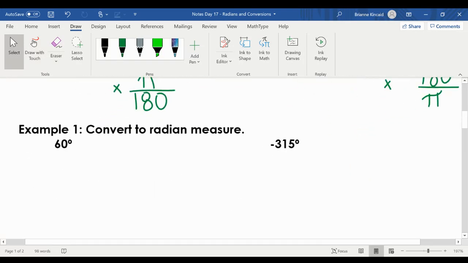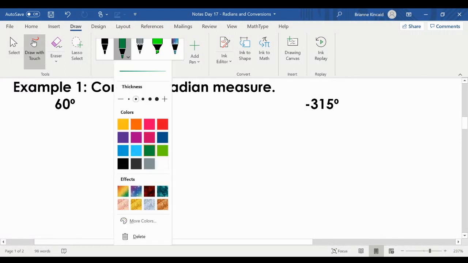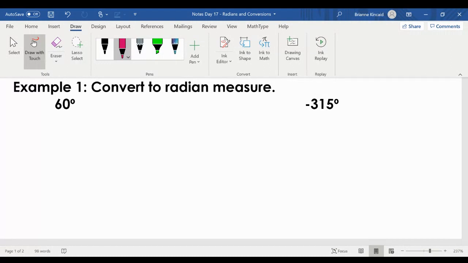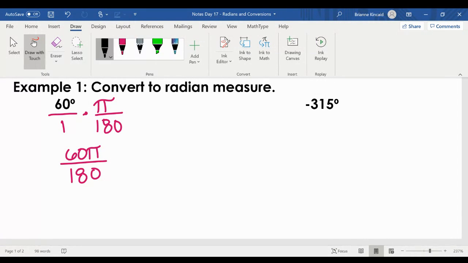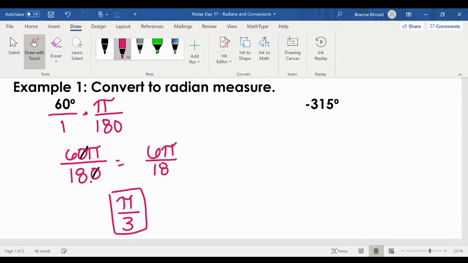So first example, I'm going to convert from degrees to radians. Now, I'm going to be multiplying by a fraction, so in order to make this a little bit easier, I'm going to turn these into fractions. So that's 60 over 1. To go to radians, I'm going to multiply by pi over 180. So that's going to give us 60 pi over 180. And then all you do from here is just simplify. Both 60 and 180 end in 0, so I can divide by 10. That's 6 pi over 18, which will simplify down. Both are divisible by 6, so that's pi over 3. So 60 degrees is equal to pi over 3 radians.